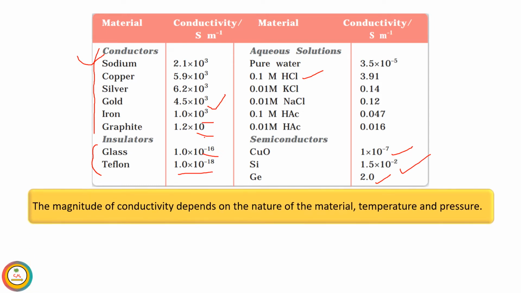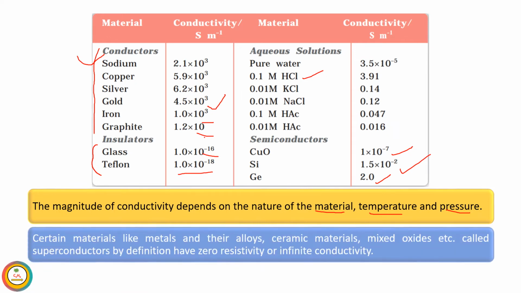The magnitude of conductivity depends on the nature of the material, temperature and pressure. Whenever we change the material or temperature or pressure, the value of conductivity changes. For semiconductors, if we increase temperature, conductivity increases. If we decrease the temperature, conductivity decreases.